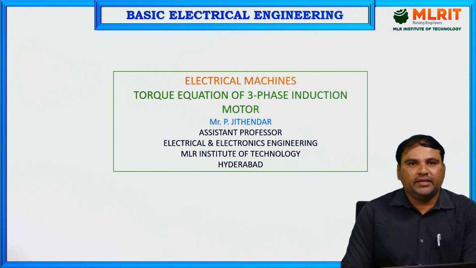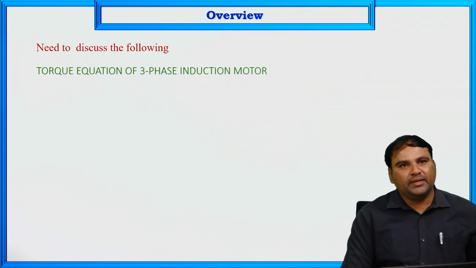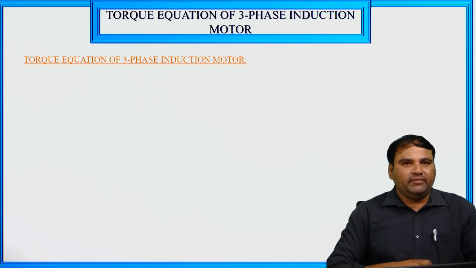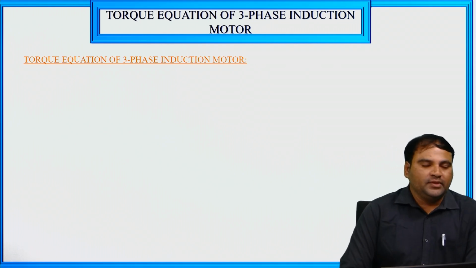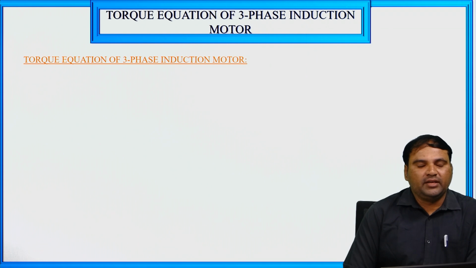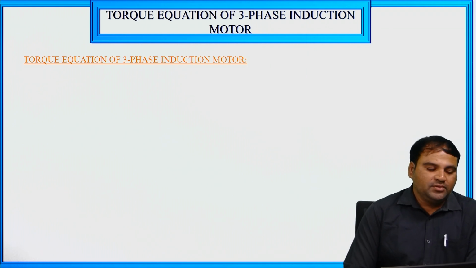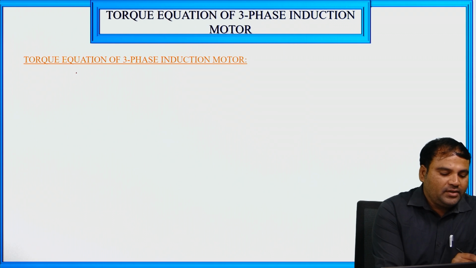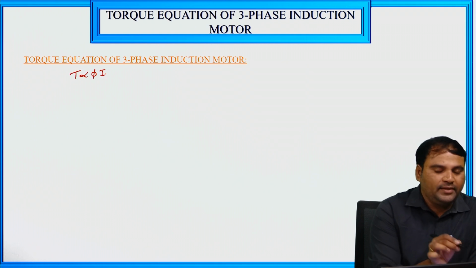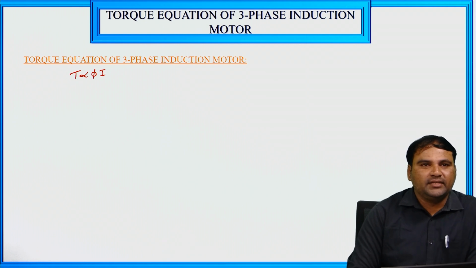Phi is flux, Ia is the armature current. Now in today's class we are going to discuss the torque equation of the three-phase induction motor. Generally torque is the product of force and radius, so torque is always directly proportional to phi into I, the product of flux and current.